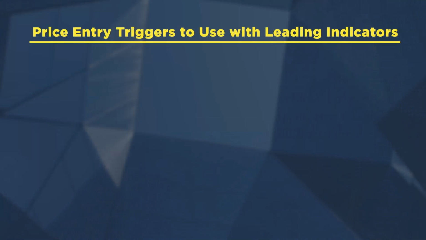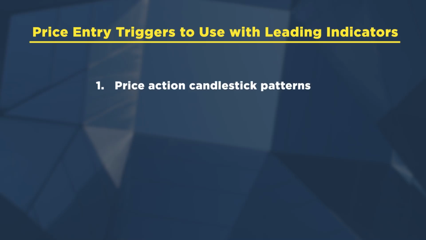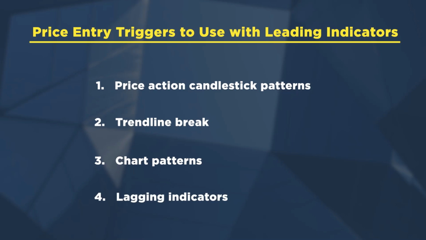As promised earlier, here are a list of entry triggers that you could use with leading indicators. Number 1, price action candlestick patterns, like the piercing candle and engulfing candle, which I covered previously. Number 2, trend line break, which I also covered in this video. Number 3, chart pattern, like double top or bottom, head and shoulders or inverted head and shoulders. And finally, number 4, lagging indicators, which I've actually gone through in depth in the How Institutions Combine Leading and Lagging Indicators video. So if you want to get the most out of this video, definitely check that video out next.